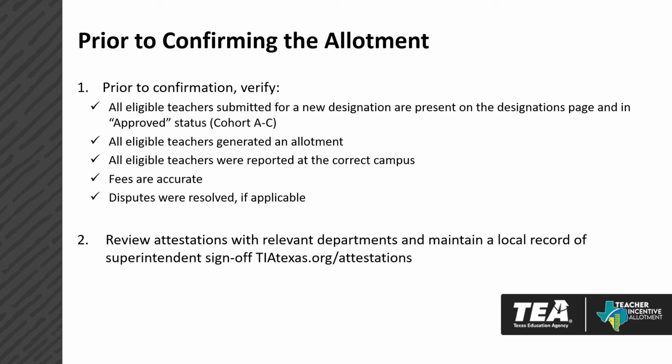And prior to confirmation, you'll want to triple check that all eligible teachers who were submitted for new designation are present on the designations page and in approved status. So this is, again, cohort A through C who have issued new designations this year. You'll want to make sure that all eligible teachers generated an allotment. So not just new designations, but if you employ any other teachers with a designation or national board teachers and they were eligible, check that they generated an allotment.